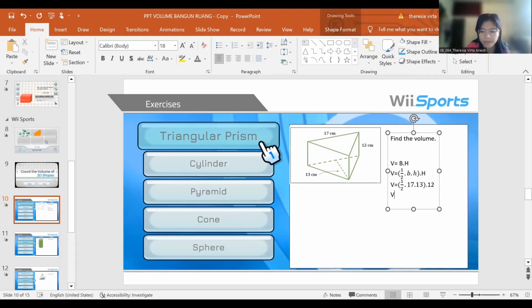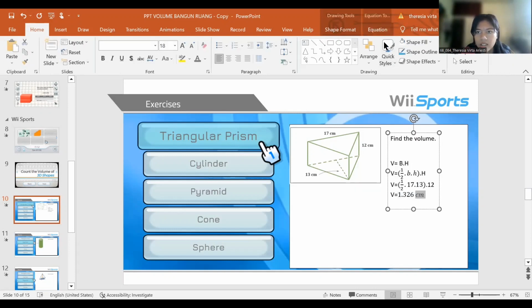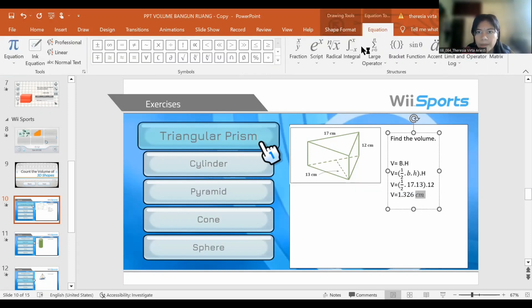And now we count it. We got 1,326 centimeters cubic. How to make cubic in here? It's centimeter cubic. Okay, the next.